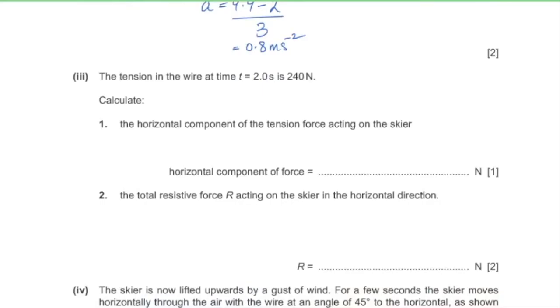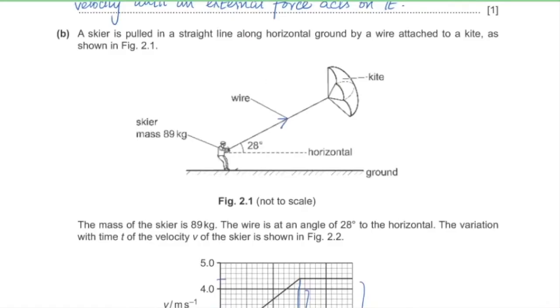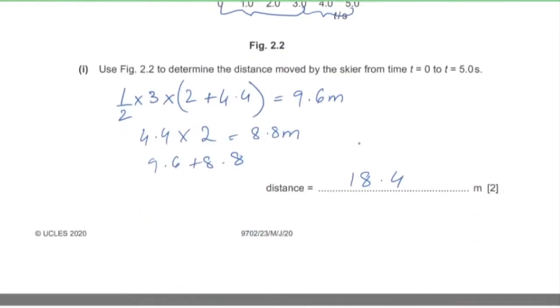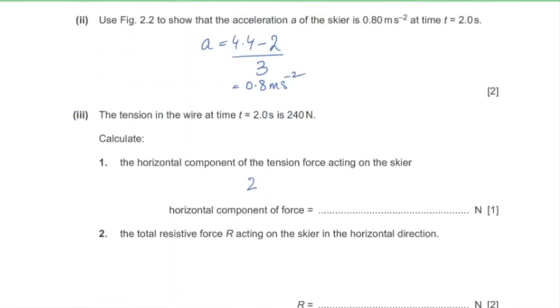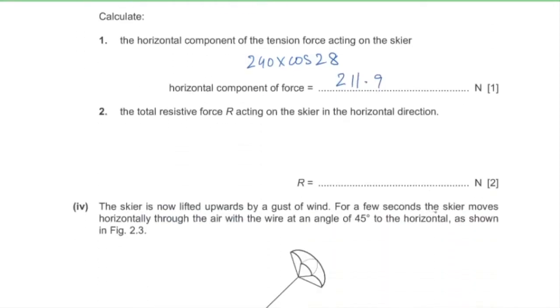Calculate the horizontal component of the tension force acting on the skier. So this tension, I'll be labeling it tension 240 newtons, and they are asking us to get the horizontal component of this tension, which is acting towards the right. So the horizontal component of this tension will be cos 28 into 240, and that gives us the horizontal component of force as 211.9 newtons.